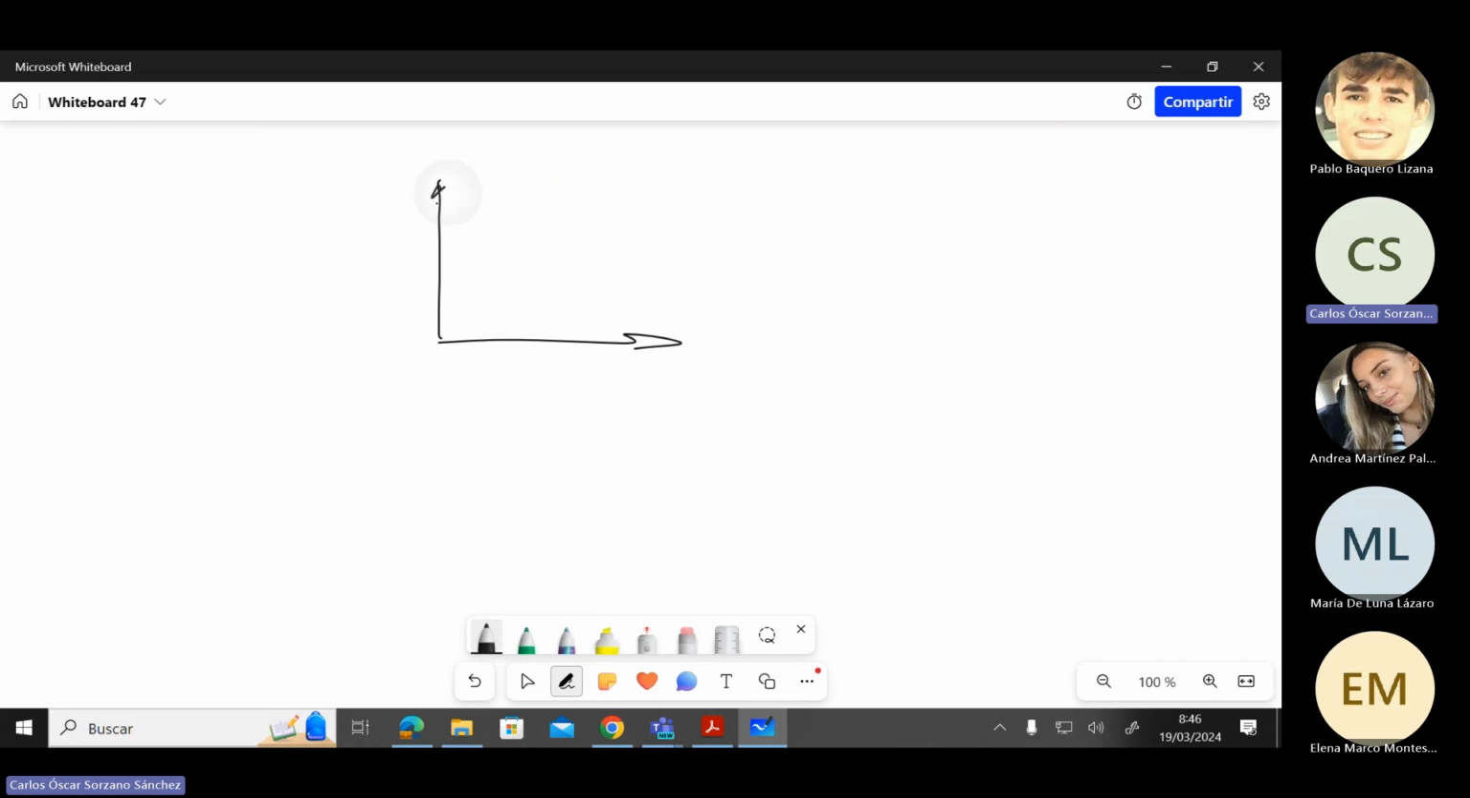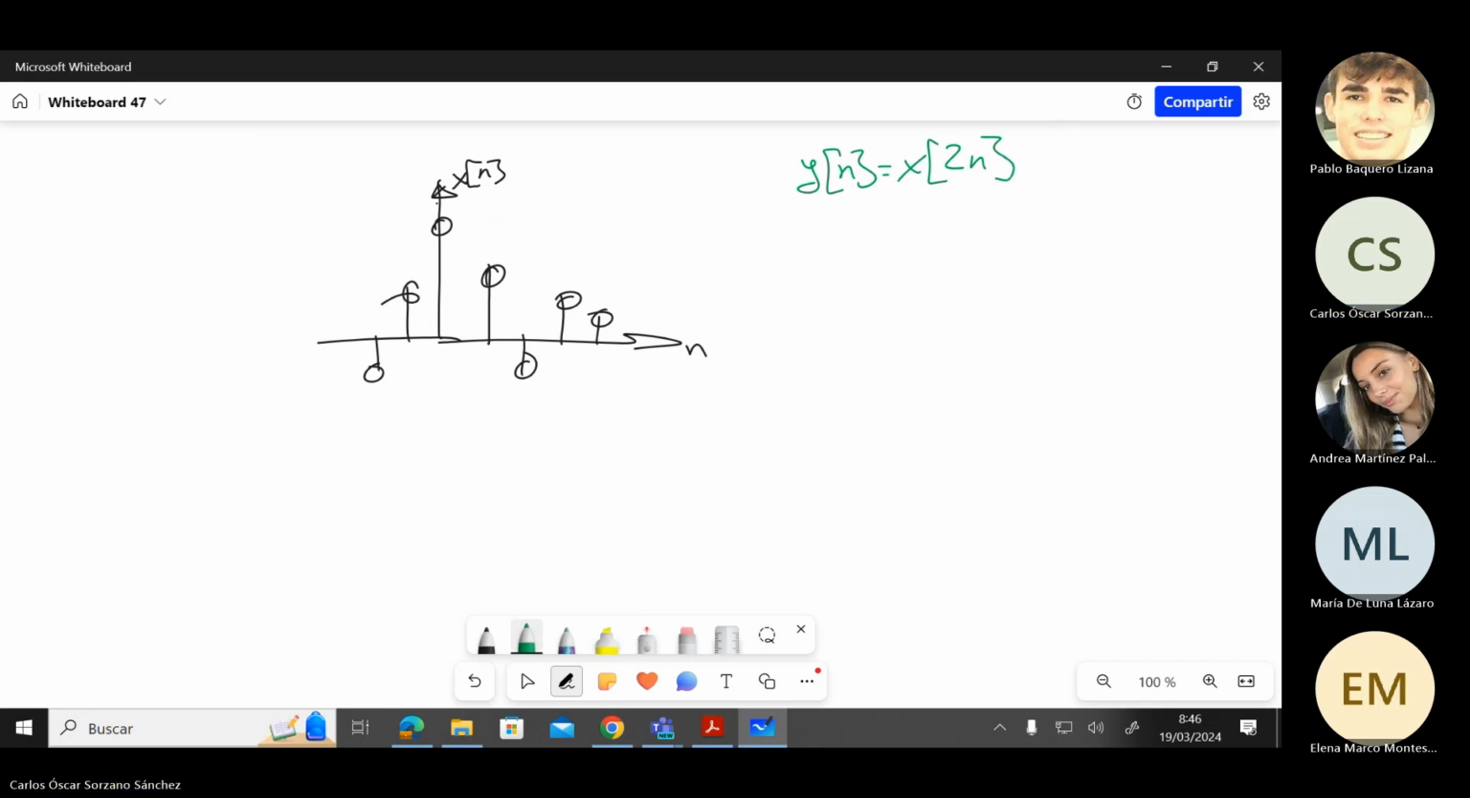What we have here is x of n, this is n. Then we have samples. Here, then we do y of n, that is x of 2n. And now what y, so this one is, then this one, and this one. And there are two axes.